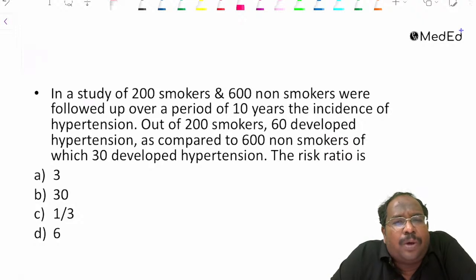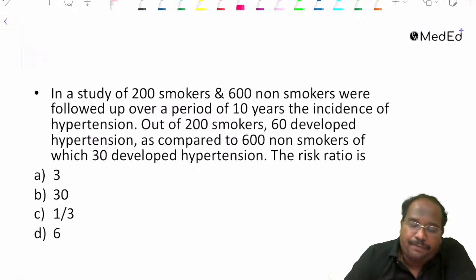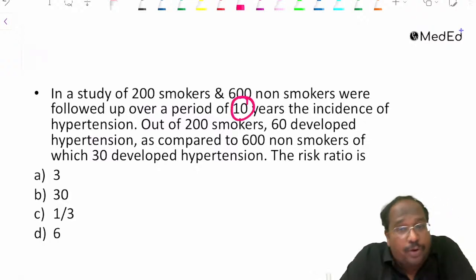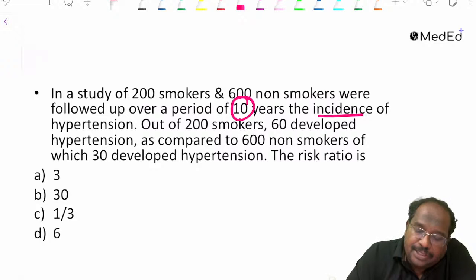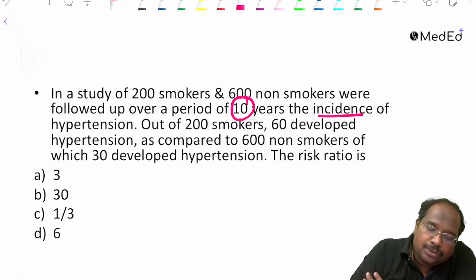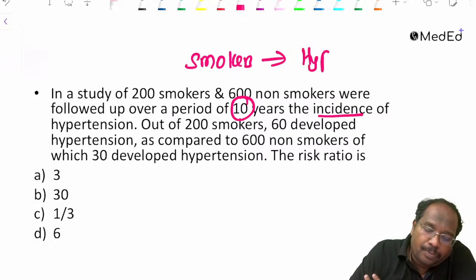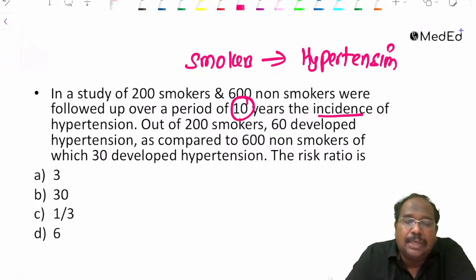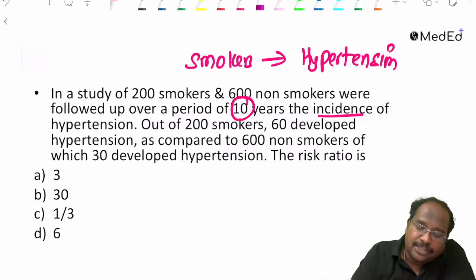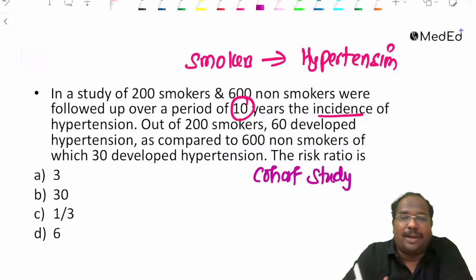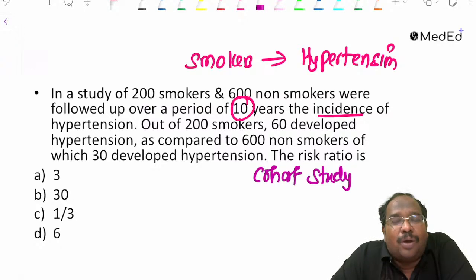In a study, 200 smokers and 600 non-smokers were followed up for a period of 10 years. They want to find out the incidence of hypertension. So smokers to hypertension. What study is this? Yes, this is a cohort study. Okay, it's raining heavily here. Hope we don't have a power cut here.